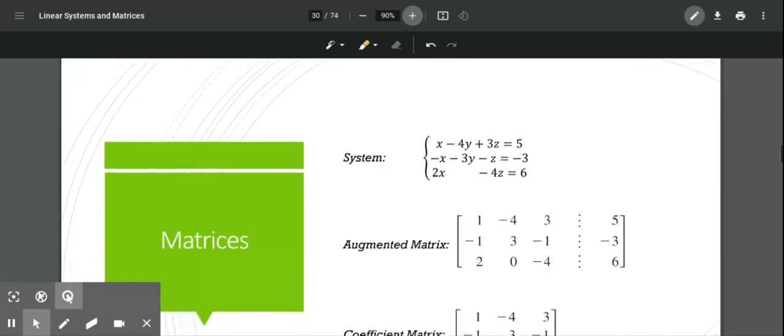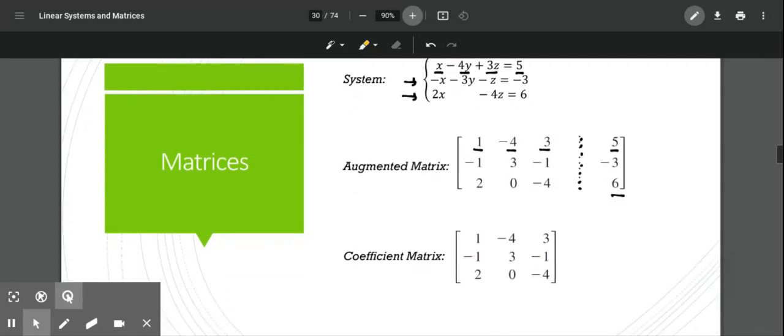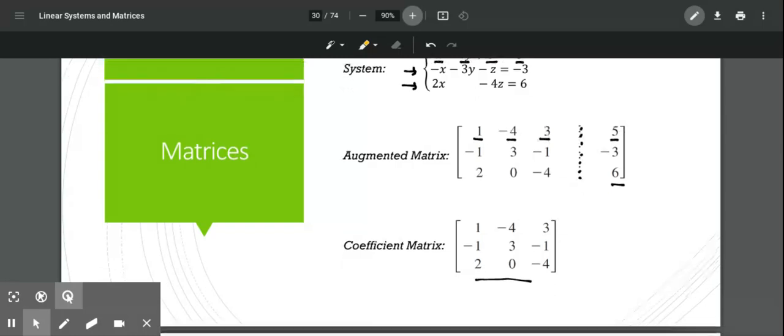If you look at this as an example of what the difference is, this is our system of equations up here, x minus 4y plus 3z equals 5. For the augmented matrix, we would take the coefficients from each of the terms, so the 1, -4, 3, and then we have this little dotted line that goes down vertically, and we put what it equals on the other side. It equals 5. And we do that for each equation. So when you have all the coefficients and you have the solutions, that's an augmented matrix. If you just write the coefficients without the 5, -3, and 6, that's called a coefficient matrix.